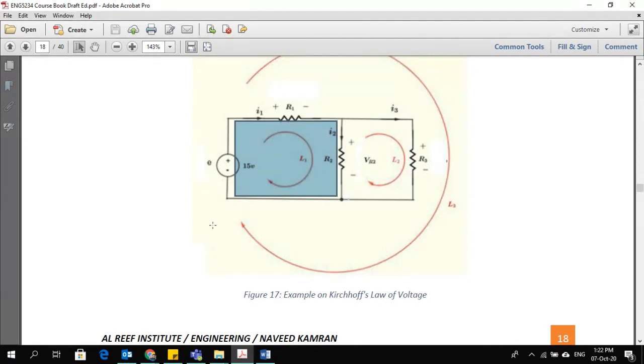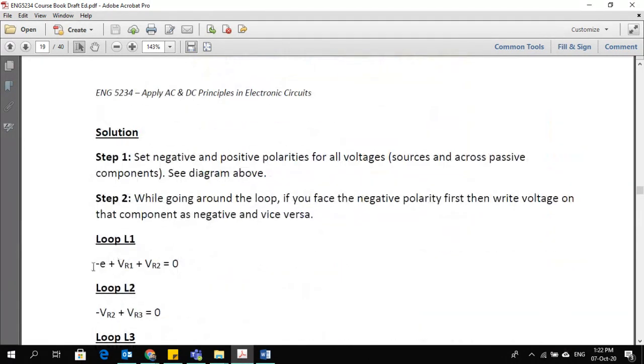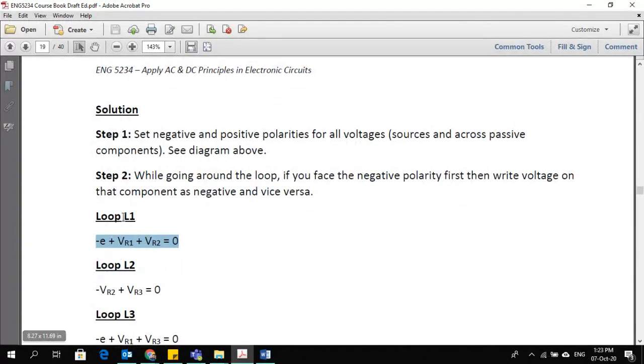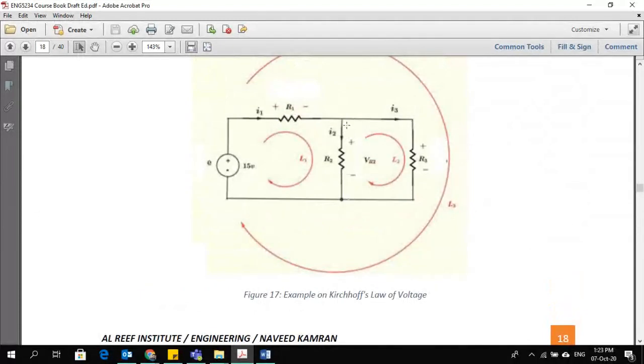So there are only three components, and I will write my equation like this: minus E plus VR1 plus VR2, and all summation equal to 0. So this is the Kirchhoff's voltage equation for loop 1. Following the same principles, I will write the equation for loop 2. Let's see what is in loop 2.